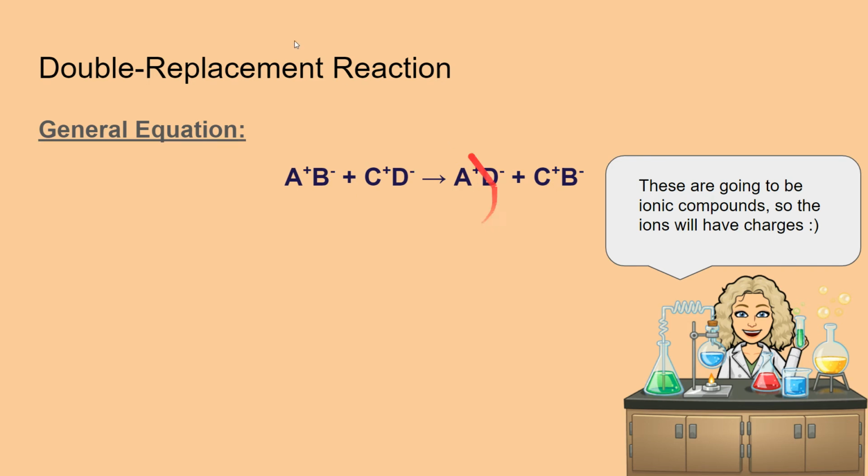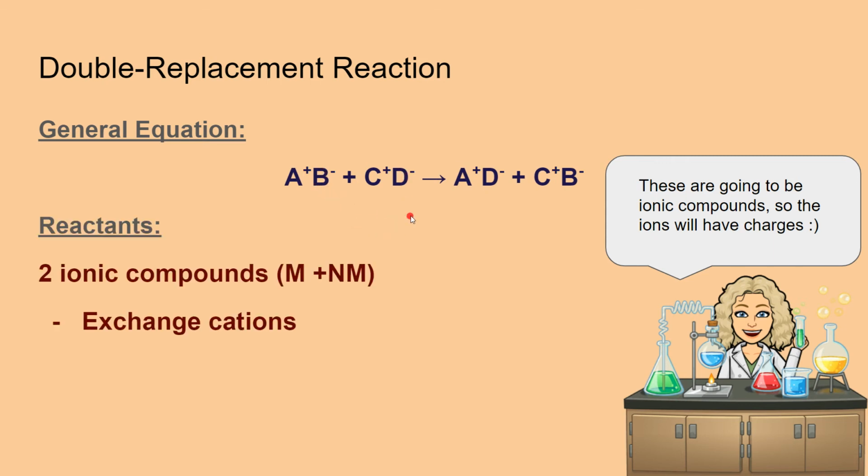Something to note about double replacement reactions, these are always going to be ionic compounds. So ions are going to have the charges. I've added the charges in here just so that you can visually see how this works. Our cation is what's going to stay, and our anion is going to flip-flop. Here our cation is positive A, our anion was negative B, and over here we've got negative D. So we've just switched our anions around. That's how these generally work.